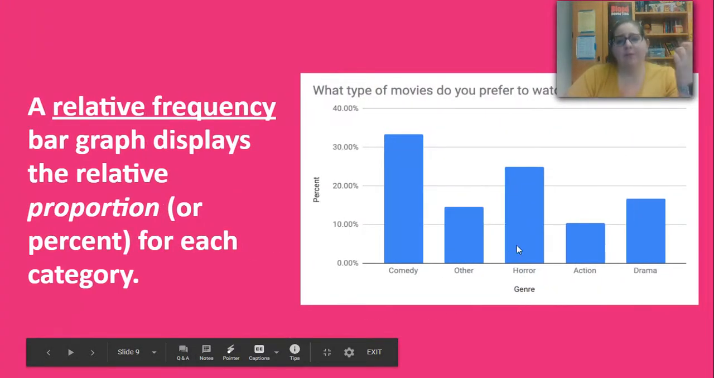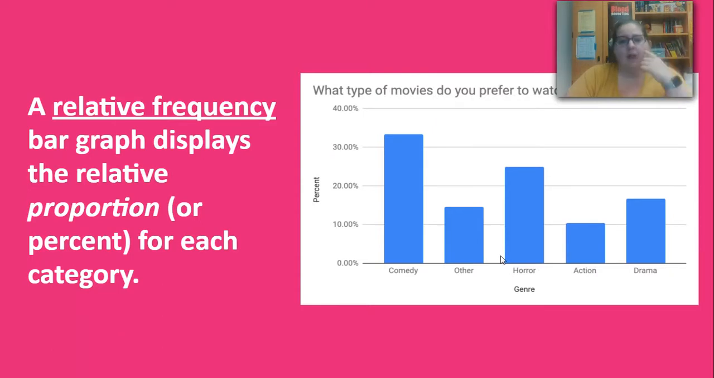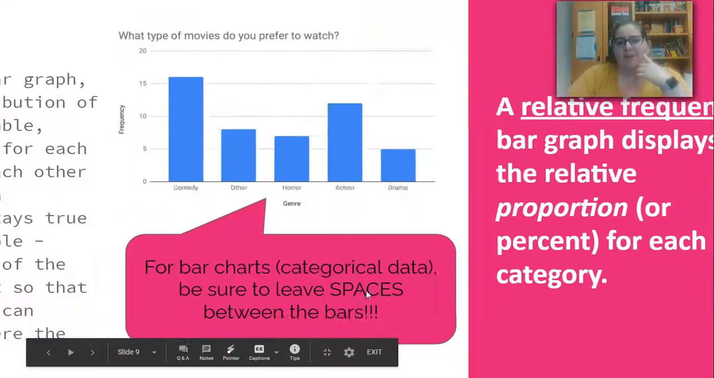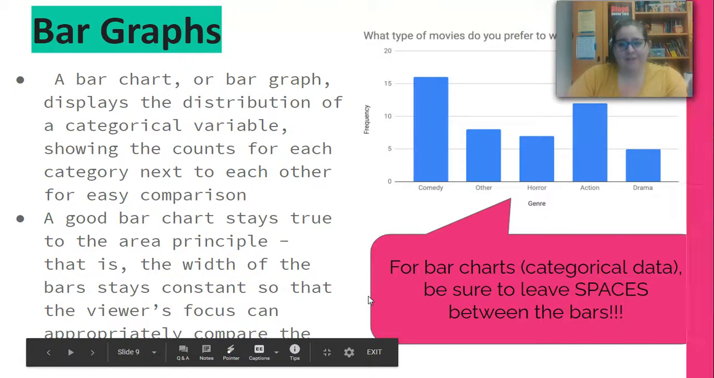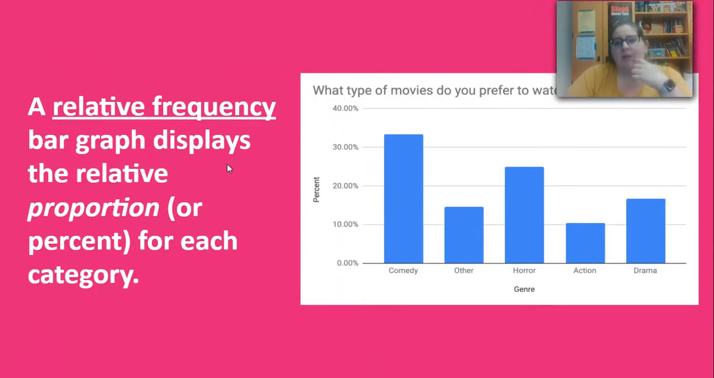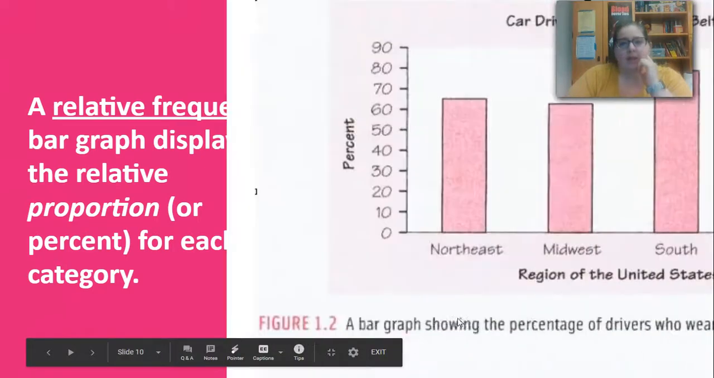Okay. So we could also have what we call a relative frequency bar graph, which displays the relative proportion. So instead of counts on my y-axis, I now have percentages. Notice that graph looks more or less the same. The only difference is my y-axis is percentages. But if that's the information we have, or if we wanted to see the percentages of the total, we could do it that way as well, and it would mean the same thing.